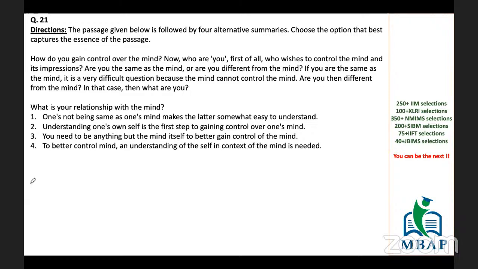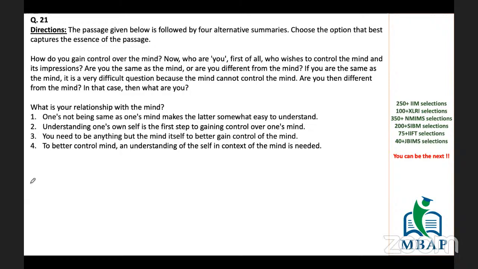Okay. So, pretty good and interesting passage, I would call it. So basically, it seems a little confusing, but actually it is not. What we are trying to say is, how do you gain control over your mind? Okay. You want to control your mind. First of all, who wishes to control the mind? It means I want to control my mind. It means I might be different from my mind. Okay. But if I say I am the mind, then how can I control myself? Because if I am the mind, how do I control myself? And then how am I trying to do this? So what is your relationship with the mind?